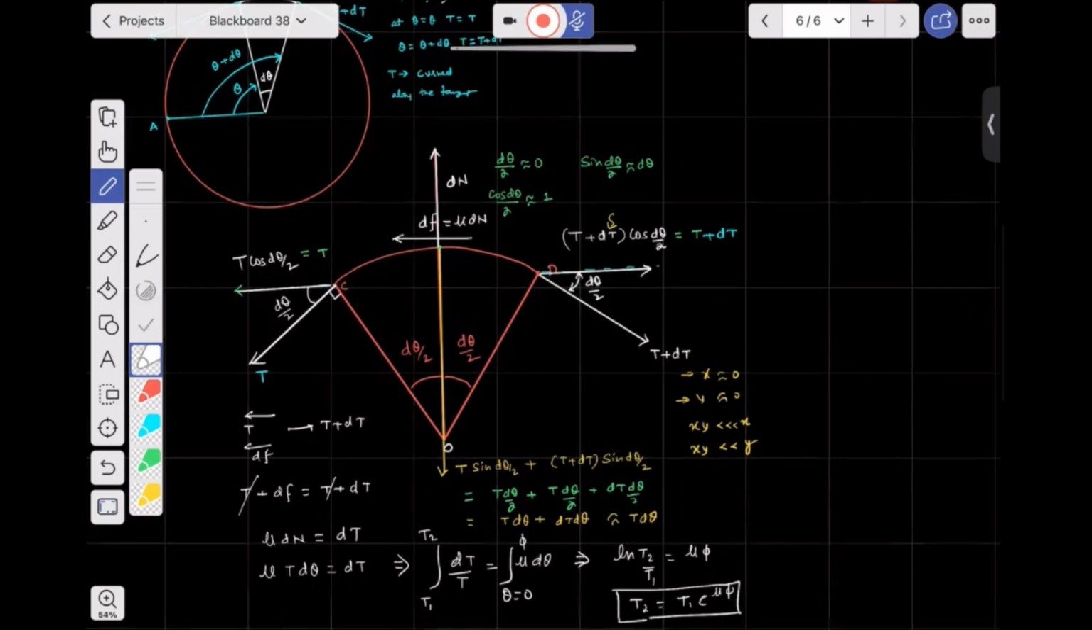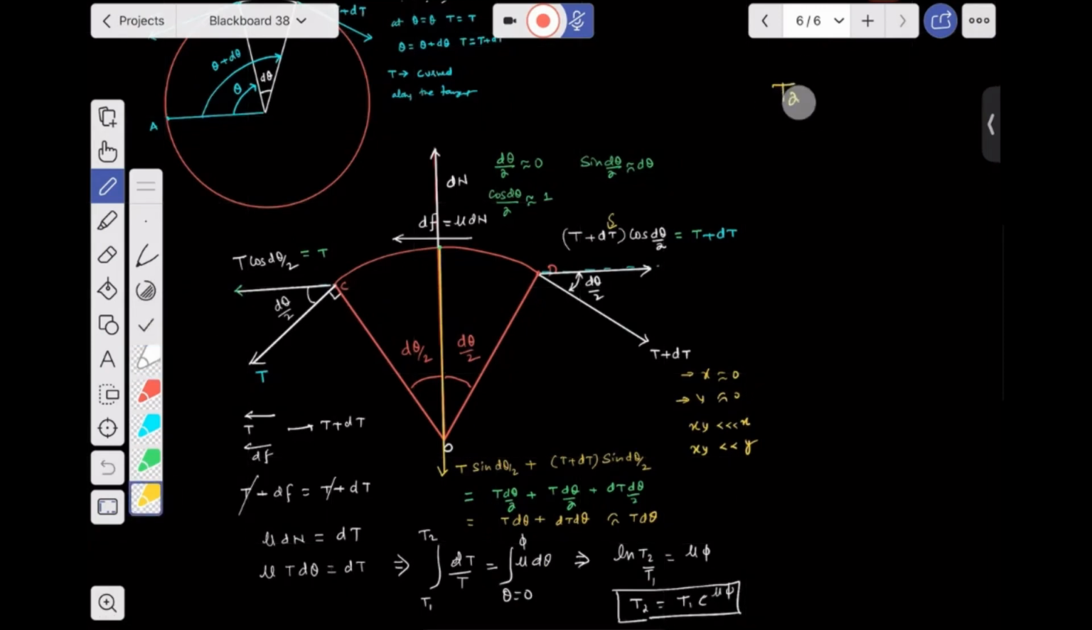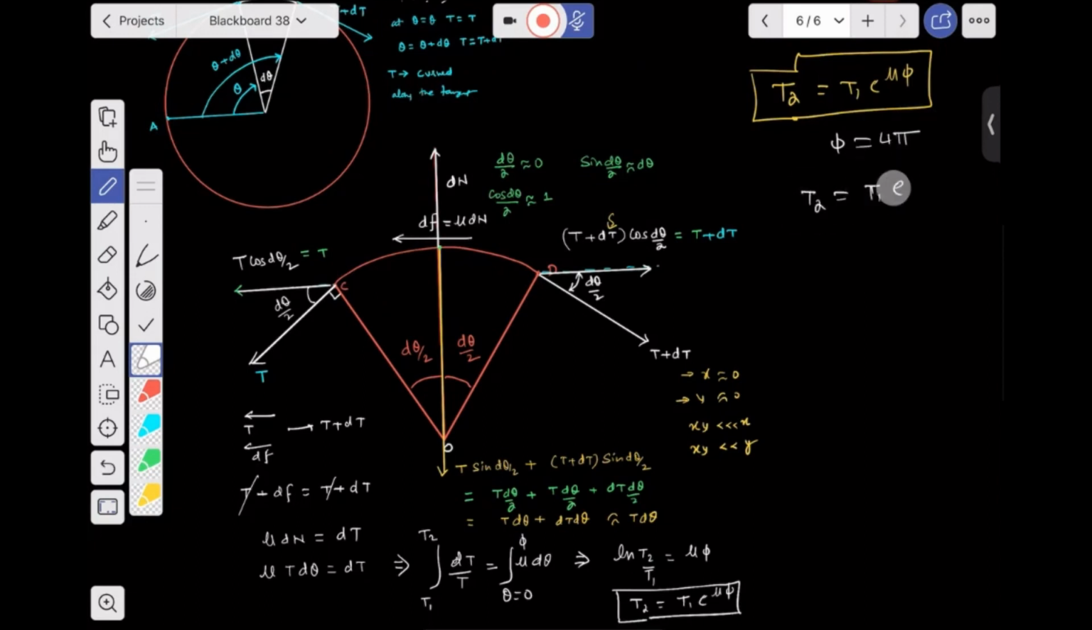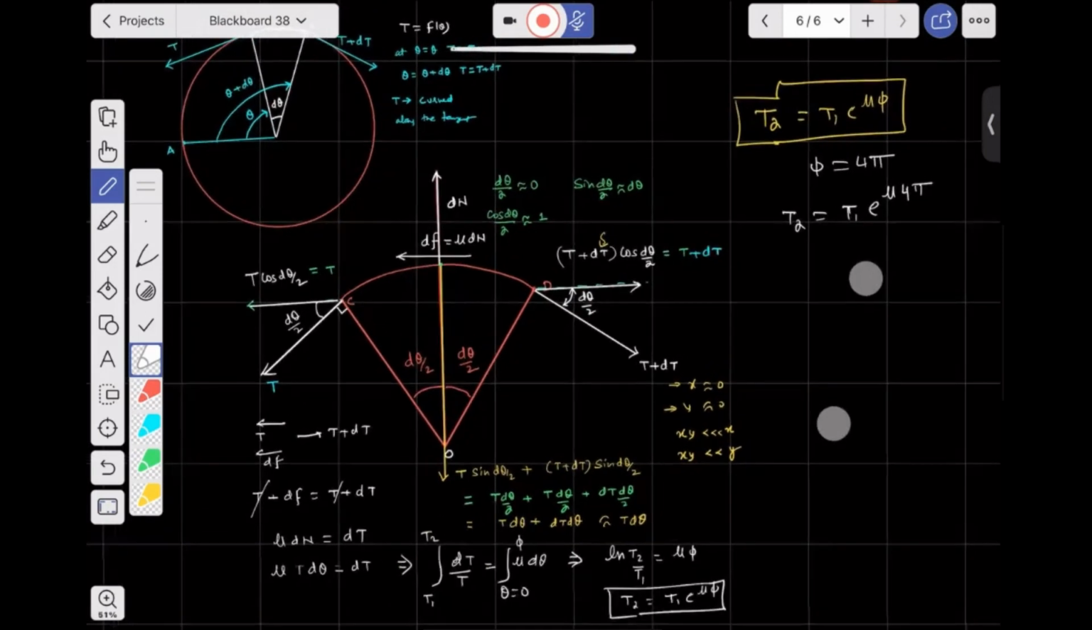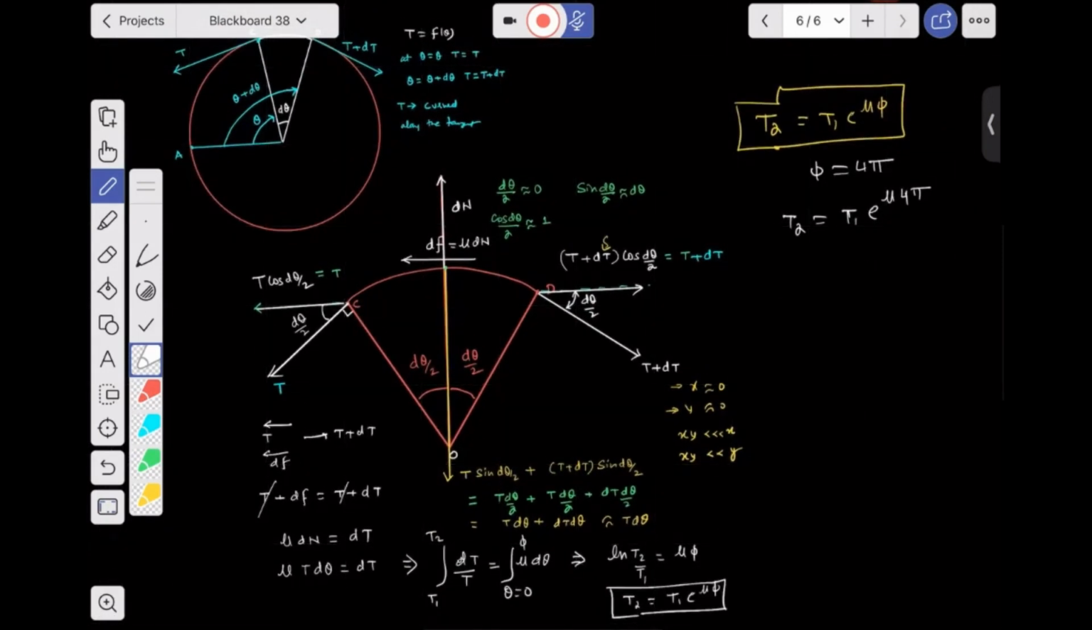Understood, everyone? So what we have got is tension T2 equals T1 into e to the power μφ, where φ is the angle over which the rope is making contact. Suppose I wrap the rope around twice, then φ will become 4π. The more turns you make, the more the tension increases exponentially. So more turns will give us more force at the other end, which we understand practically also. I hope all of you understood this.